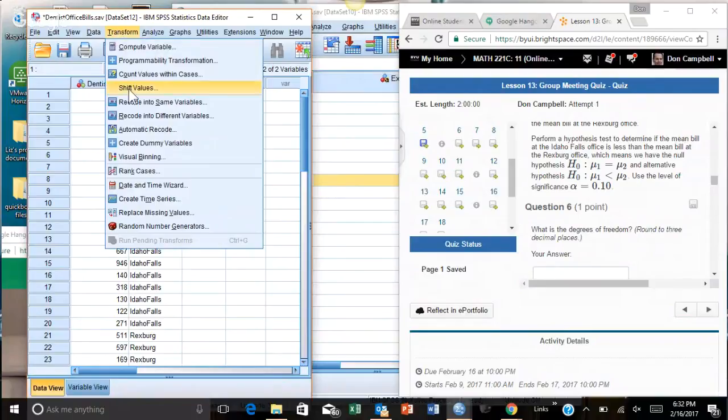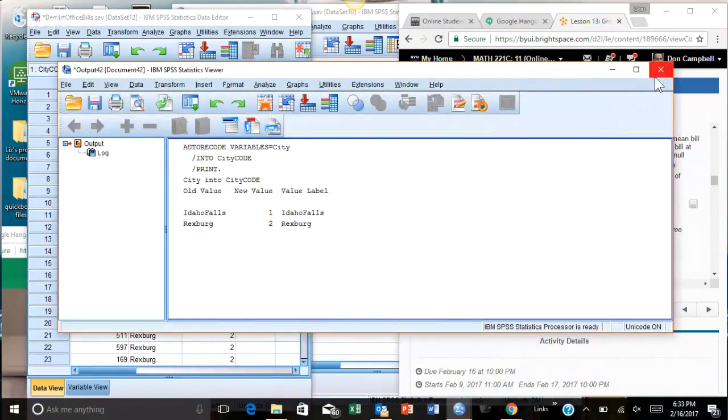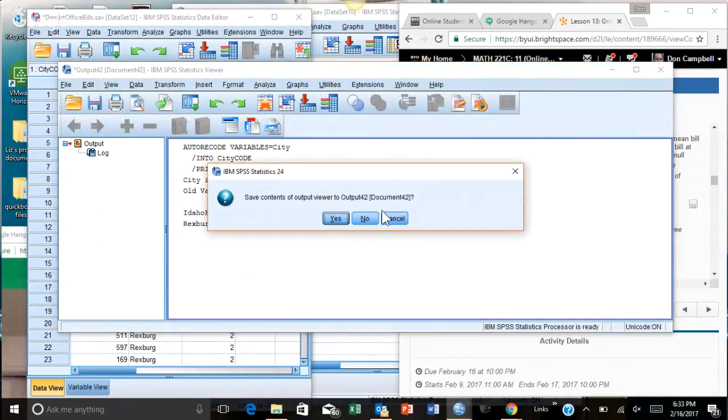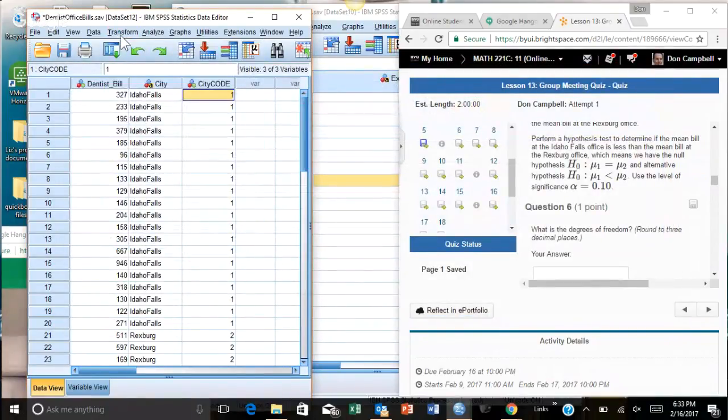So I go to transform, automatic recode. And then it must be the city that is the variable, because that's the one we're looking for the differences in. So we're doing the automatic recode right now. Okay, so I did that, so I get everything coded. Ones are for Idaho Falls and twos are for Rexburg.